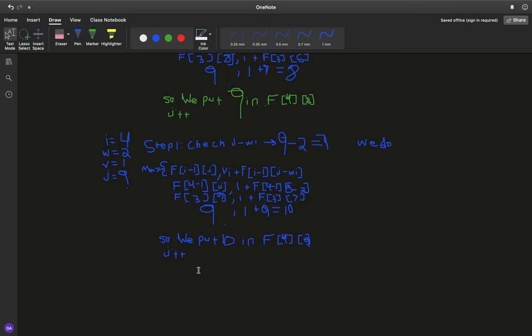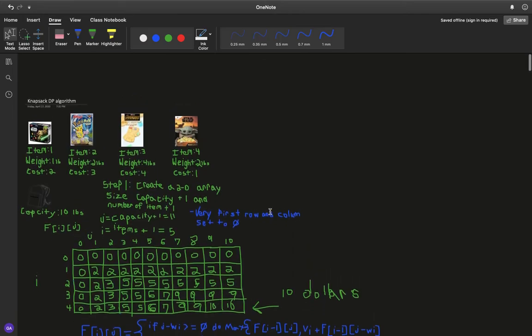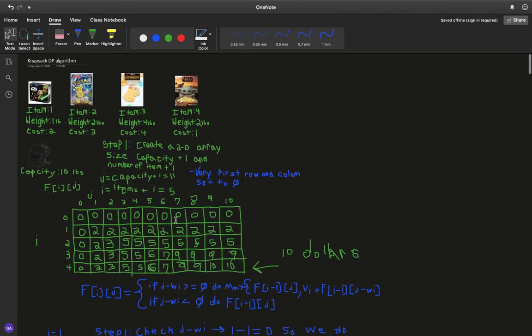Now we increment j. j is now 9. So 9 minus the weight, 9 minus 2, is equal to 7. 7 is greater than 0, so we take the max value between these two equations. The only thing changing from before is j; i still stays the same. We're still on item number 1. So we do f sub 3 of 9, which ends up being 9, and f sub 3 of 7, which ends up being 9, as you can see up here.